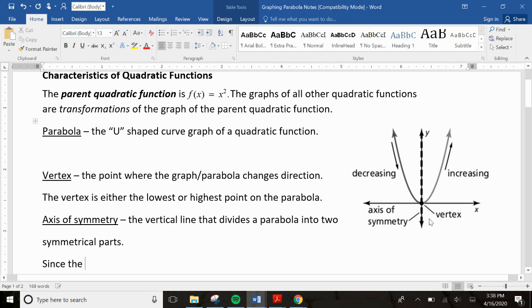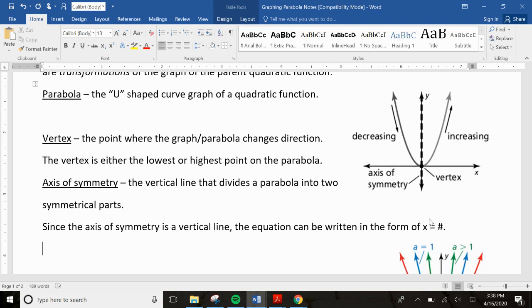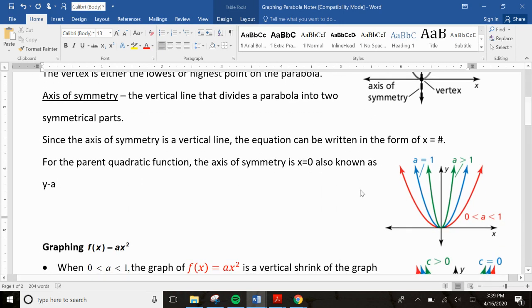So since the axis of symmetry is a vertical line, the equation can be written in the form of x equals some number, whatever that number is on the x-axis. Now, for our parent function, we can see that the axis of symmetry is the y-axis. However, we could also say that the axis of symmetry is when x is 0. So for the parent quadratic function, the axis of symmetry is x equals 0, also known as the y-axis.